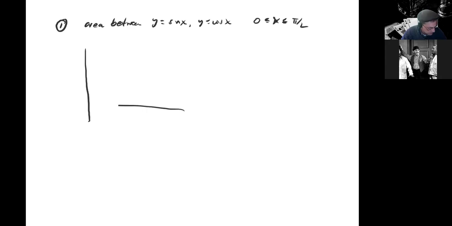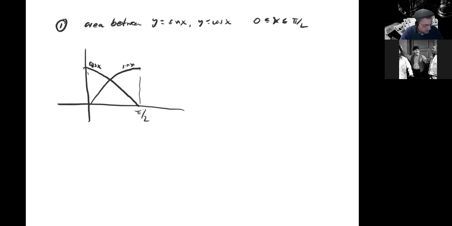So problem 1 says to find the area between y equals sine x and y equals cosine of x for 0 less than or equal to x less than or equal to pi over 2. And so the graph looks like this. So here's sine x between 0 and pi over 2. And here's cosine x between 0 and pi over 2. So cosine of x, sine of x.